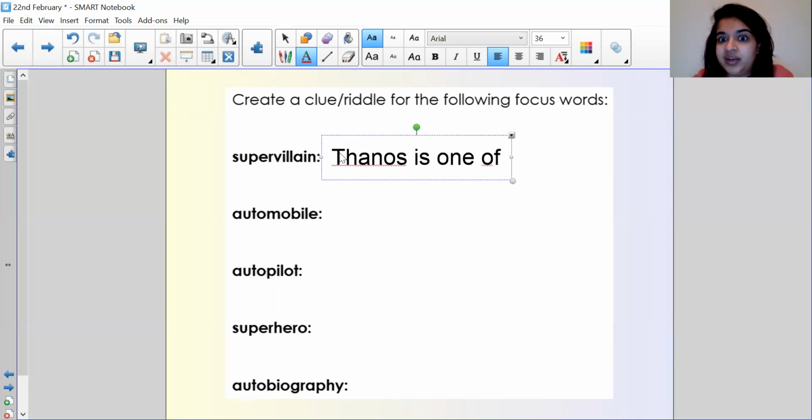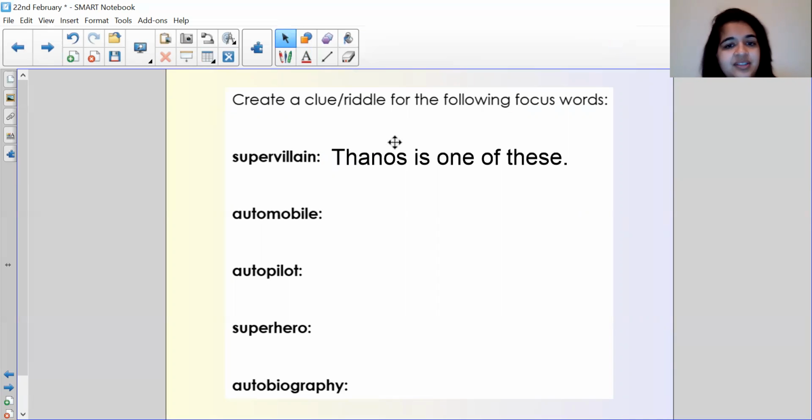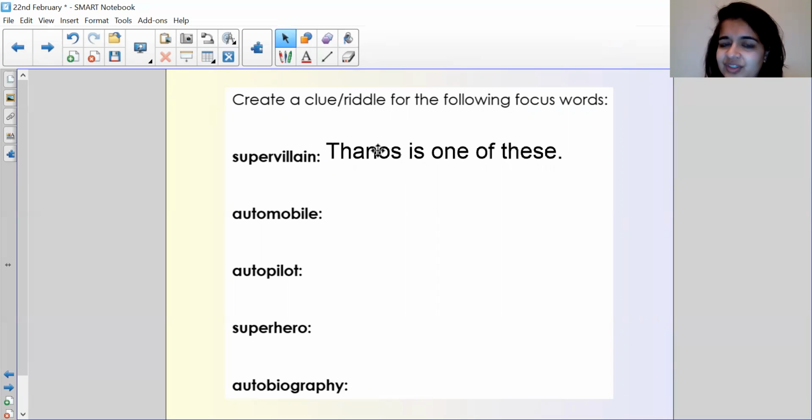Thanos is one of these. Okay? Because we know he's a villain from the Avengers, don't we? And we talked about him in our other vocabulary lessons. So he's a supervillain. So my clue would be Thanos is one of these. And so, of course, the answer would be supervillain. All right? So have a think. What other clues could you come up for the rest? See if you can come up with a different ones for supervillain.